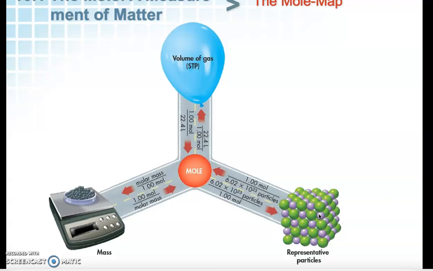Now, this is supposed to be a simple step. It's not supposed to be anything complicated. But the mole map, we're going to explore all these 3 avenues. Why it's called the mole map: you can see there are little streets, dashed yellow lines, and arrows going in different directions. Depending upon which direction you're going, it should indicate to you which conversion factor to use. If you're going from representative particles to the mole, you're going to be using this conversion factor. If you're going from the mole to the representative particle, you're going to be using this conversion factor. So it's as simple as that.